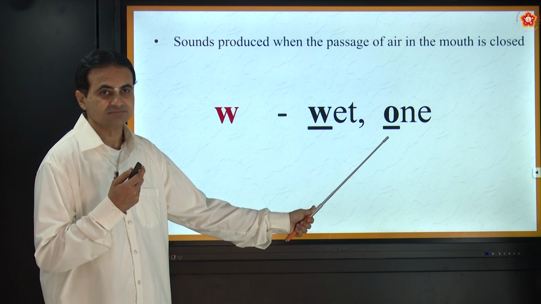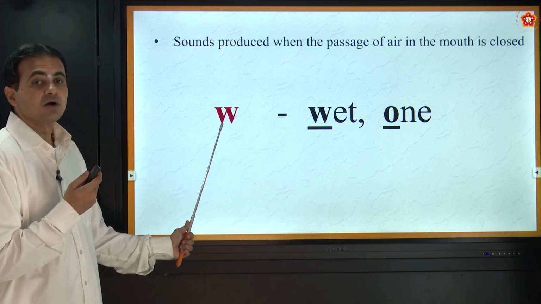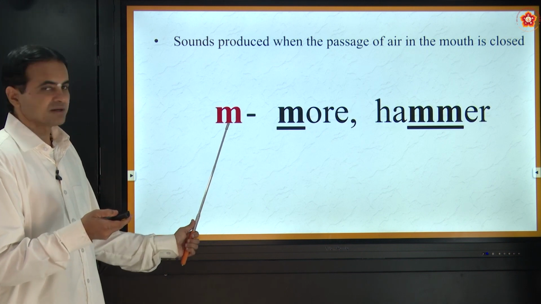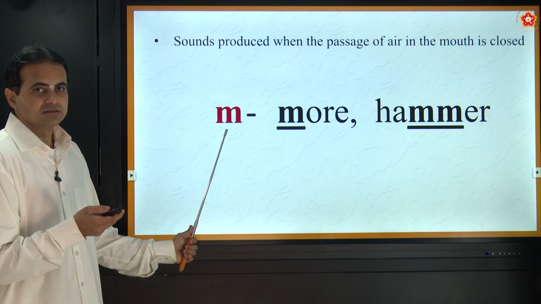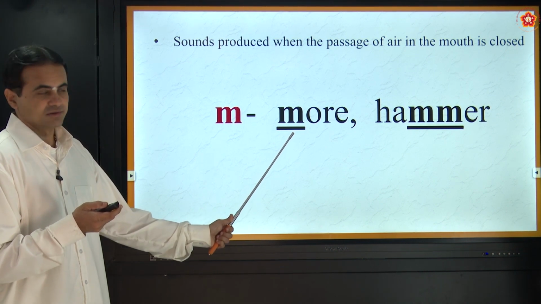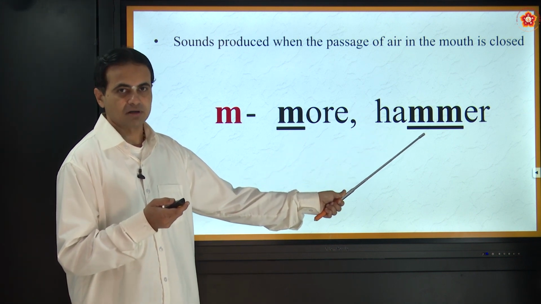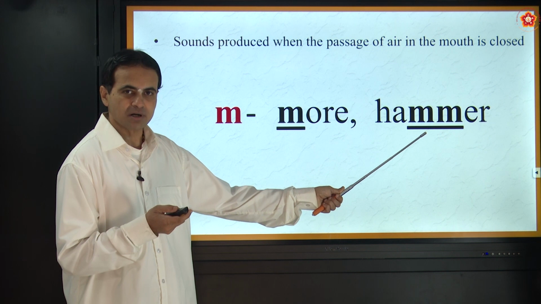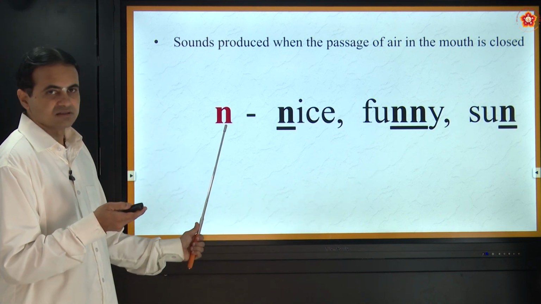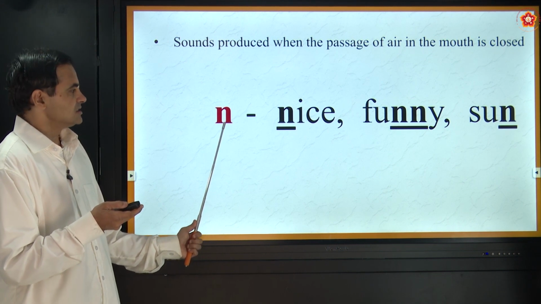All of us know this. W. Next one, M represents the sound M: more, hammer. Next one, N represents the sound n.